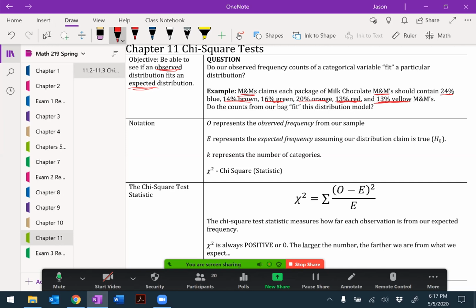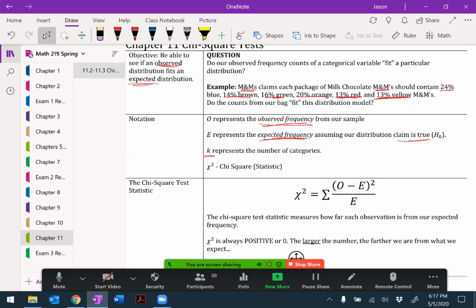Okay, O represents the observed frequency from our sample. E represents the expected frequency, assuming that our distribution claim is true. K represents the number of categories. So in this case, how many categories are there? That's the colors. So it'll be 1, 2, 3, 4, 5, 6 different categories or 6 colors. Okay, and what's the statistic? The statistic is the chi-squared.